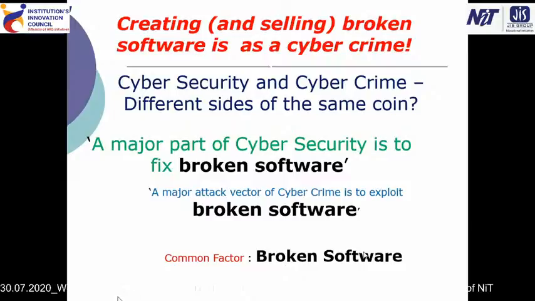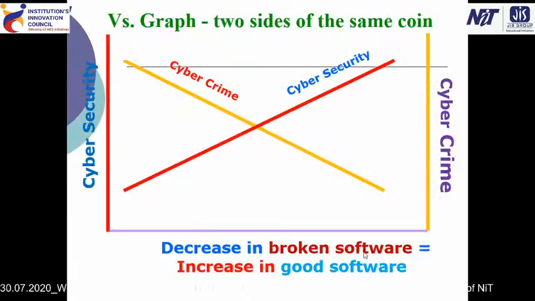Earlier was the broken software, and this one was the broken software too. See, a major part of cyber security is to fix the broken software. So the next is this one: if cybercrime increases, then cyber security decreases. If cyber security is less, then cybercrime is higher. This is a vice versa system. A decrease in broken software means an increase in good software. So if your cyber security is higher, then cybercrime is reduced.